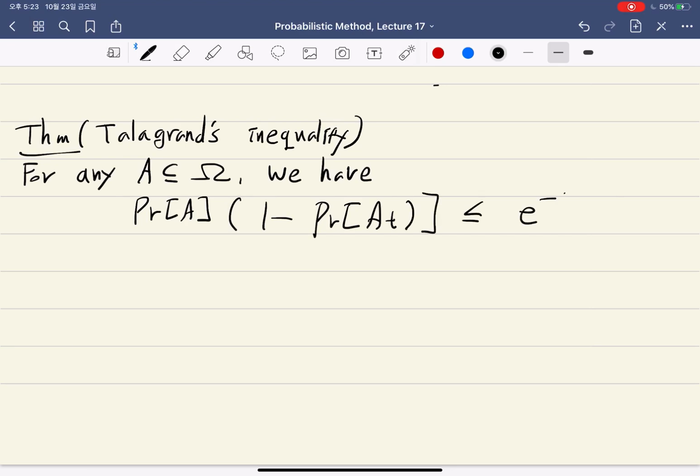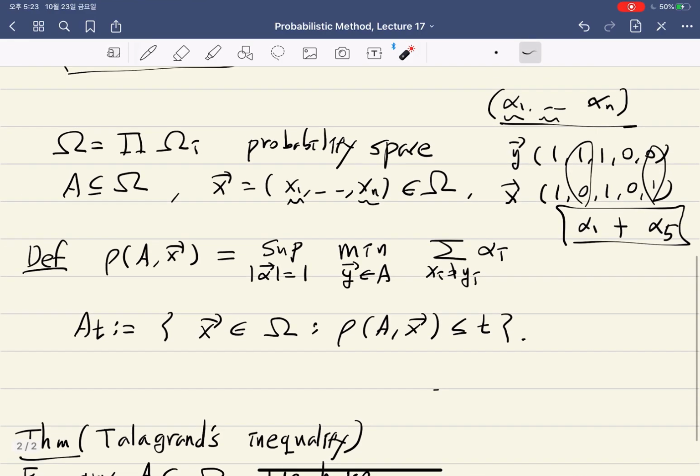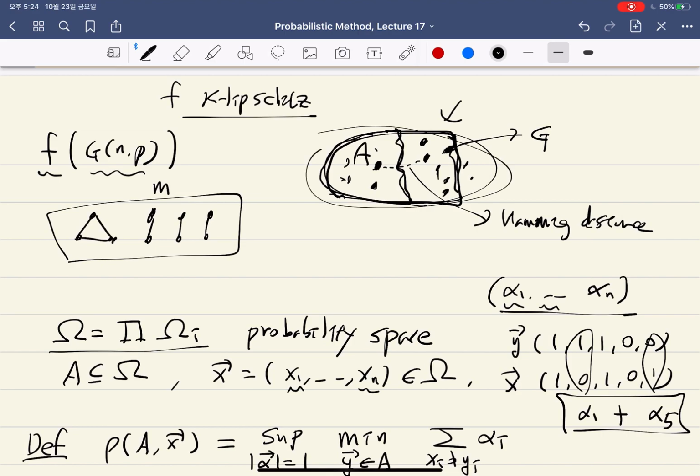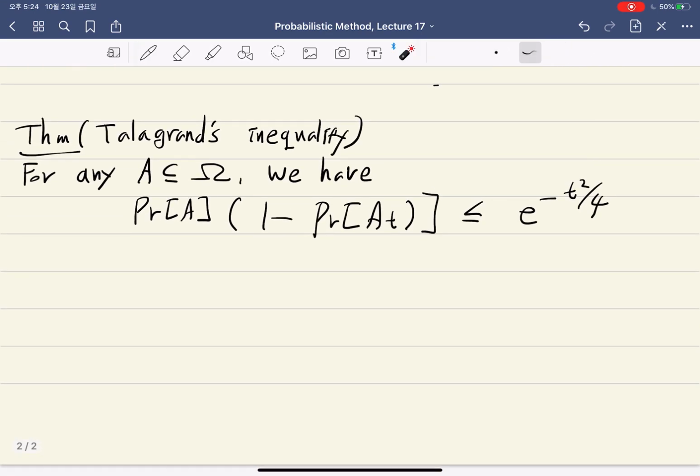saying that this holds, whatever set A. And this probability of A is again the measure in this probability space, the measure of this A. In other words, if you choose one point at random according to this probability space, that's the probability that your randomly chosen point lies inside of A. So this is what we want to prove.